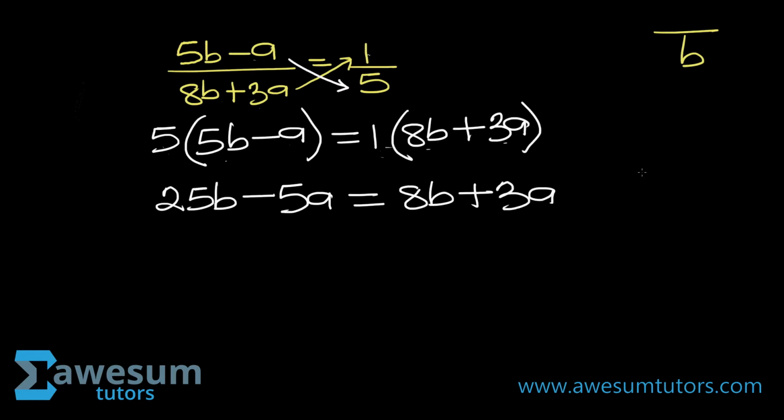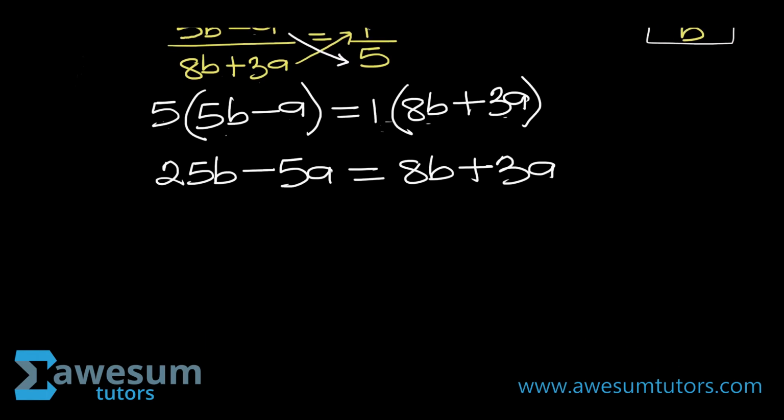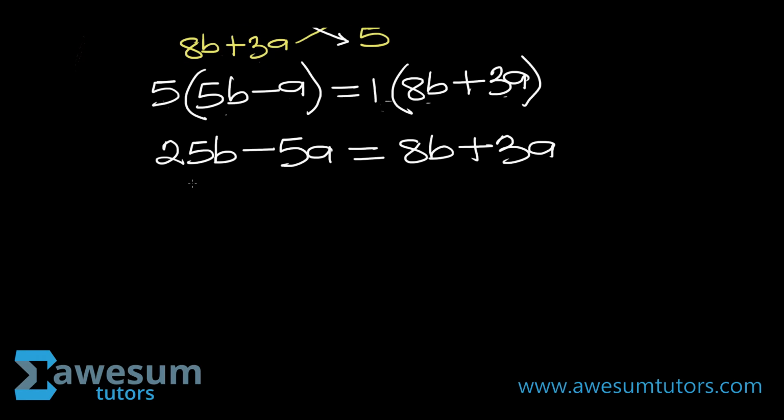Take note as we solve this problem that what we are trying to find is a over b. Now let us simplify further. I can collect like terms. This is 25b, so I need to bring the term that has letter b with it. This is 8b, so 8b can come over here. It is positive 8b, with an invisible positive sign, so when it crosses the equal sign it becomes negative. So I'm going to have 25b minus 8b. Remember, when it crosses the sign of equal to, it changes sign.